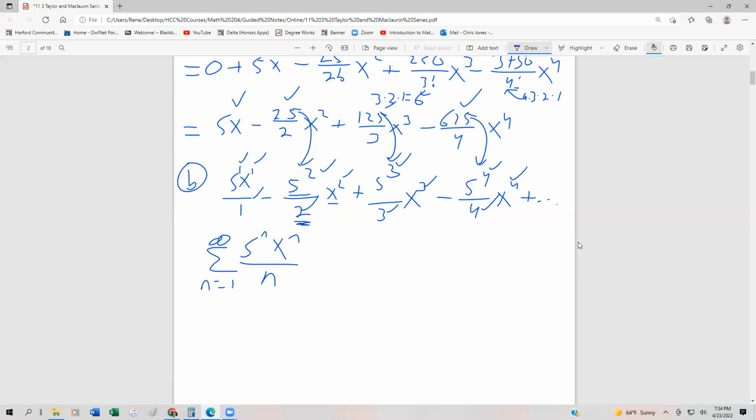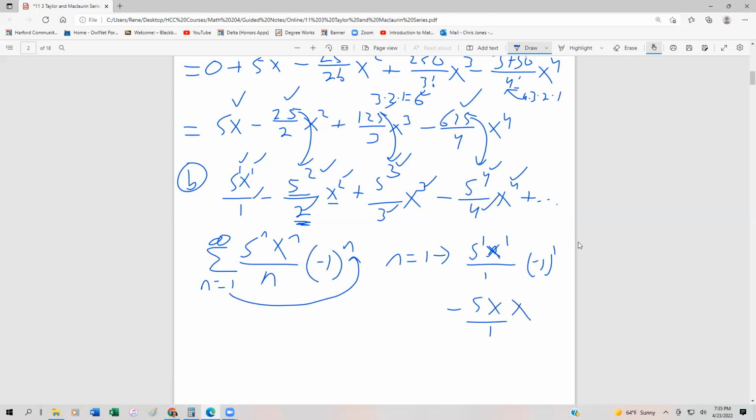And so what I'm going to do is make this -1 to the n, and then substitute 1 back in to see if that gives me the first term. So when n equals 1, this would give us 5 to the first, x to the first, over 1, and then -1 to the first, which would be -5x over 1. And that's not correct, because we want a positive.